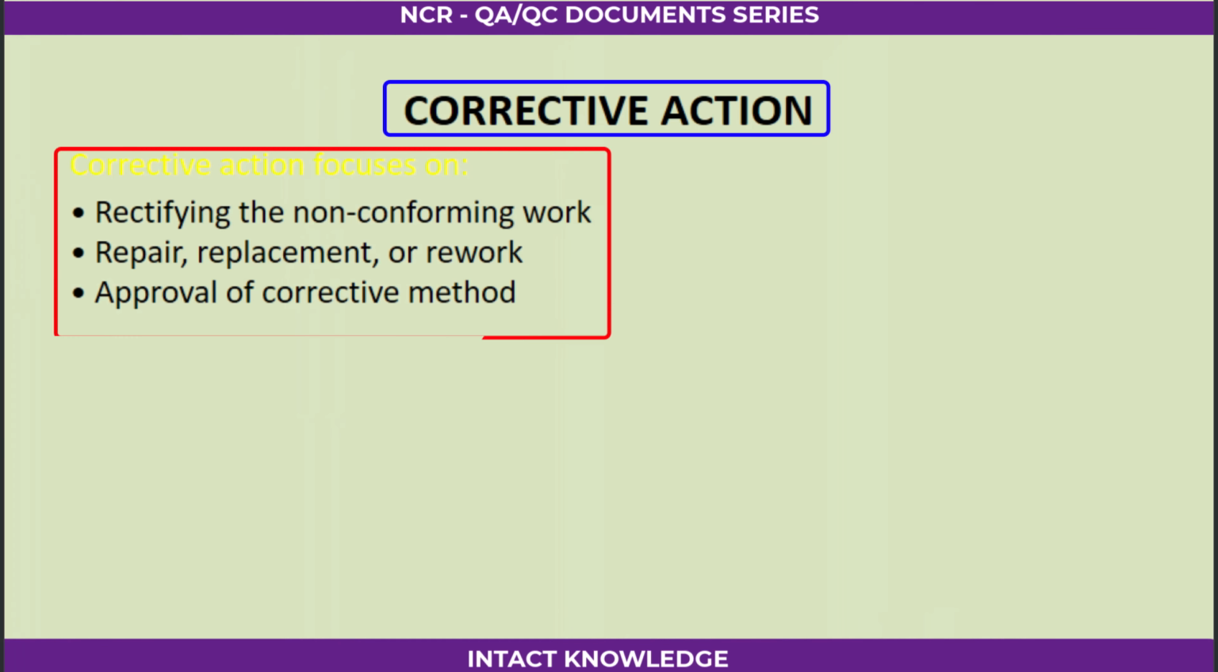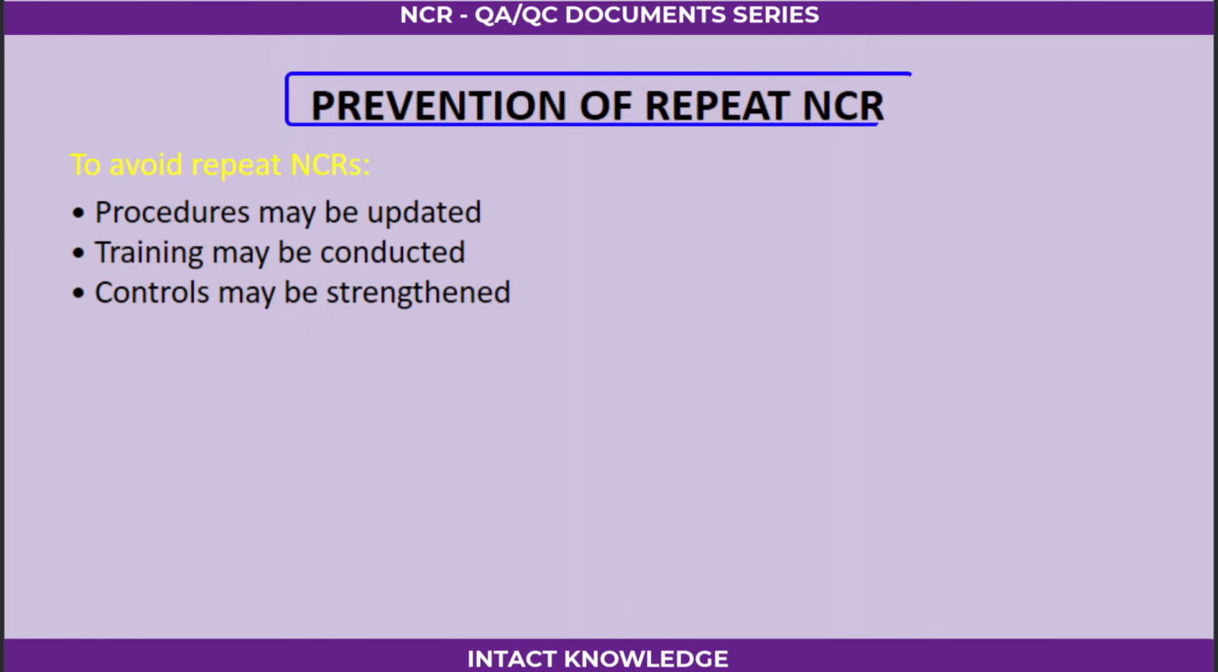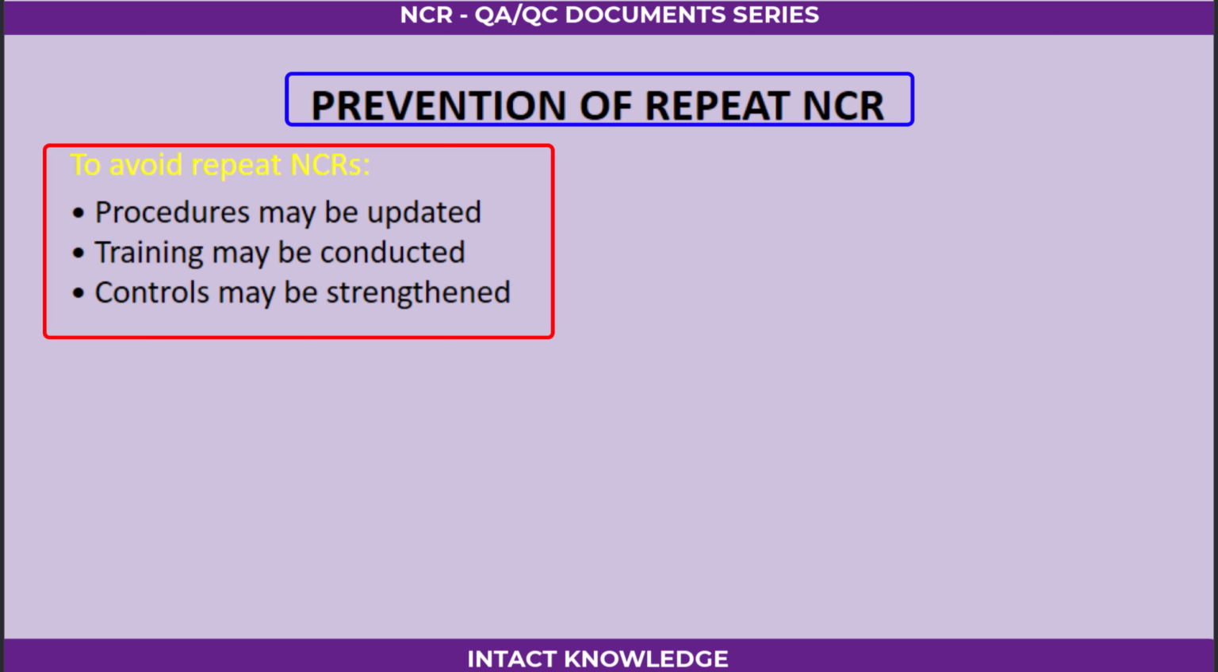Corrective action. Corrective action focuses on rectifying the nonconforming work: repair, replacement, or rework, and approval of the corrective method. Corrective action must be documented and implemented. Prevention of repeat NCR. To avoid repeat NCRs, procedures may be updated, training may be conducted, and controls may be strengthened. This improves the quality management system.